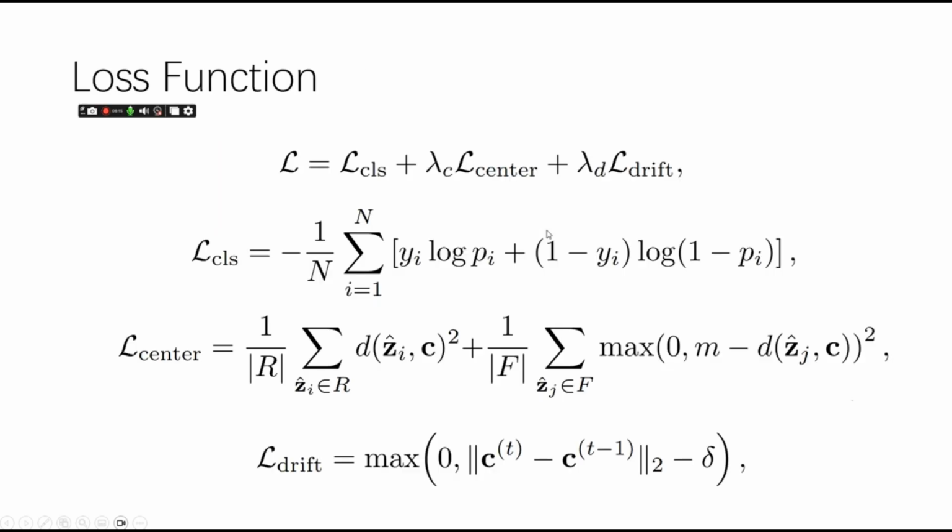This is our loss function design. Actually, for our loss function design, we have 3 components. The first one, the loss function CLS, is a very basic cross-entropy loss. We use the cross-entropy loss to check whether our prediction aligns with the label.